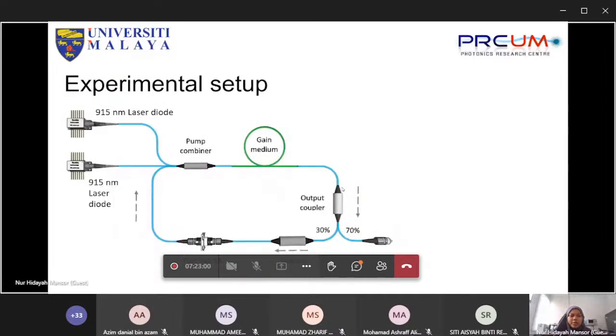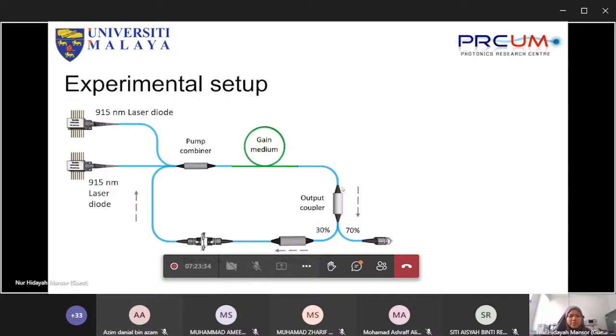So for my experimental setup, I will be using a pair of 915 laser diodes. These laser diodes can reach up to 10 watts of output power. Right now we are just using around 7 watts to avoid damage to the laser diodes from being overpumped. And then we couple all the laser diodes into a pump combiner to combine all the power. And then the output of the pump combiner will be inserted into the gain medium.